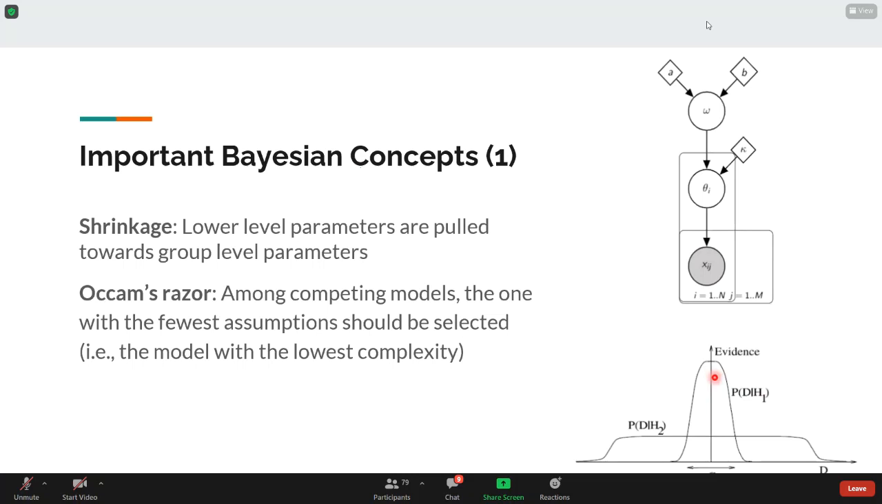However, if you were to have a data set that is generally very unlikely, then this wouldn't happen. But that's just the property of Occam's razor, that models with lower complexity that have the same performance as complex models should always be preferred. And in Bayesian statistics, this is actually something that happens implicitly.